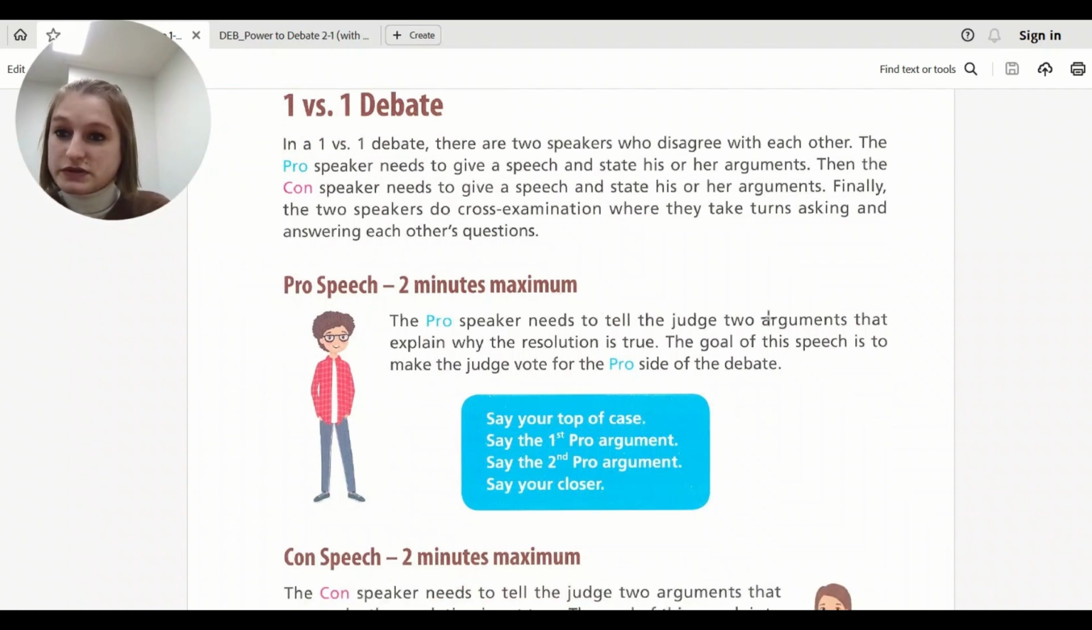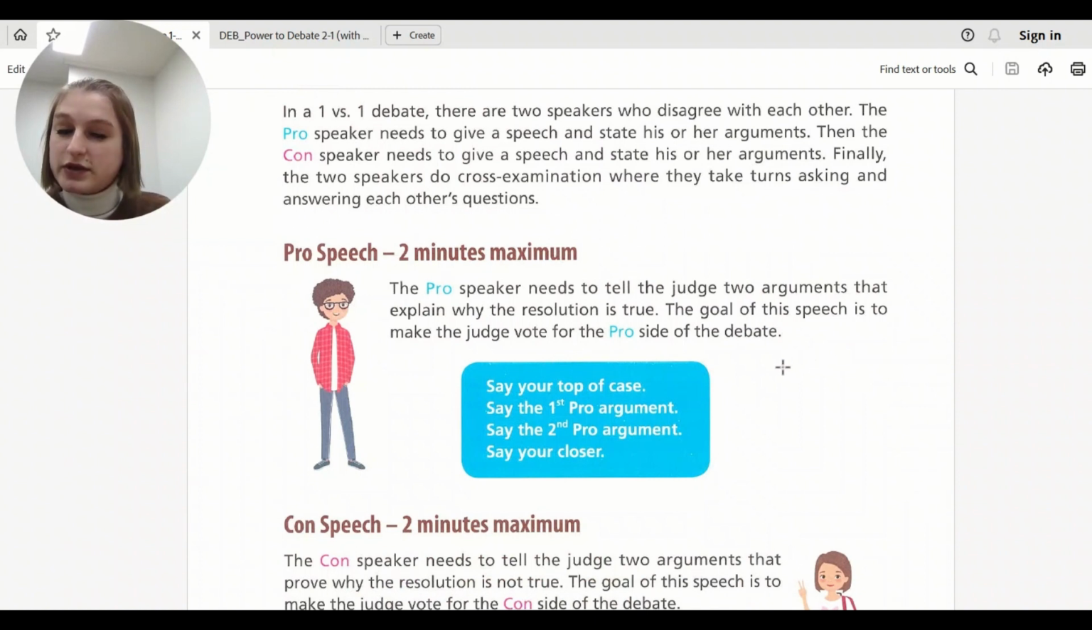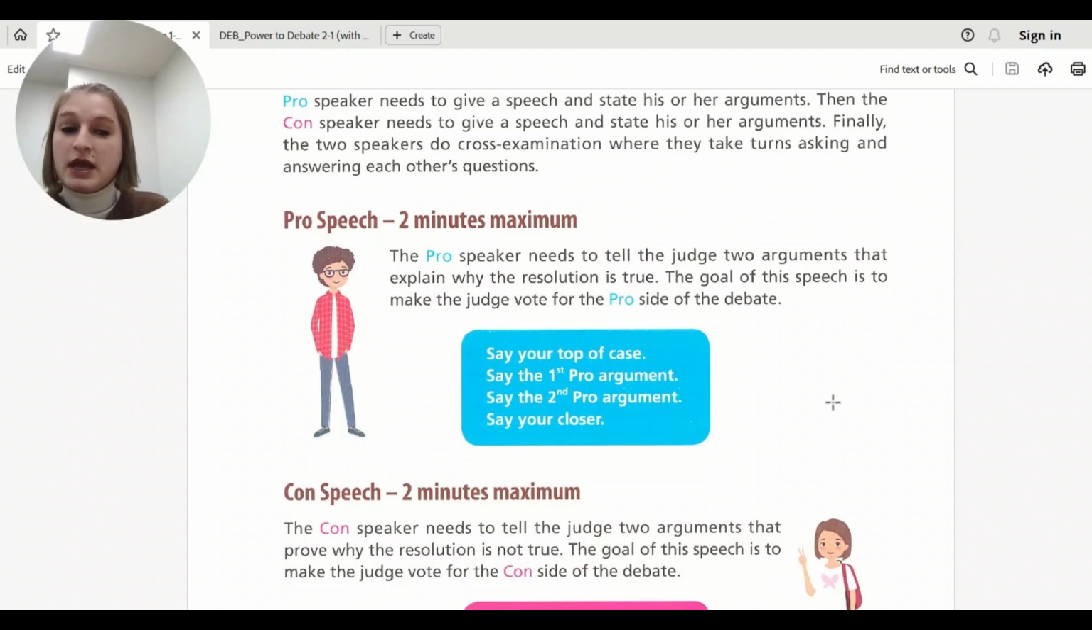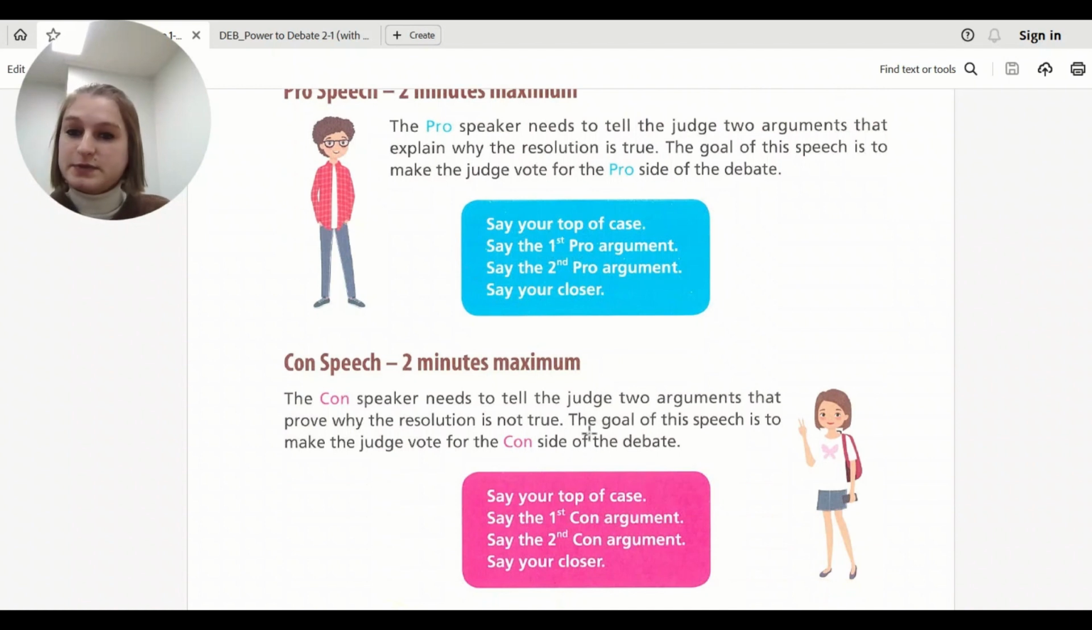So, first, the pro speaker, the person that agrees with the topic, will give their two arguments. So they will tell the judge two arguments that explain why the resolution is true. And the goal of this speech is to get the judge to vote for the pro side. So they will say the top of their case, which is in another video, say their first and second argument, and then their closer. Then the con speaker will go.